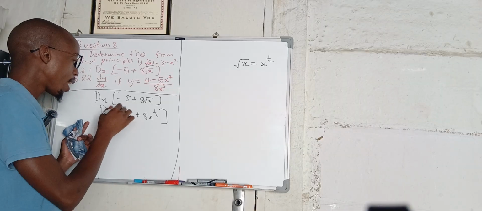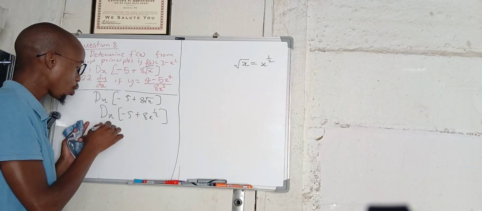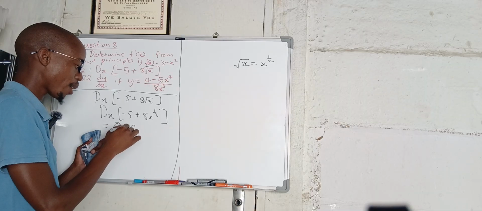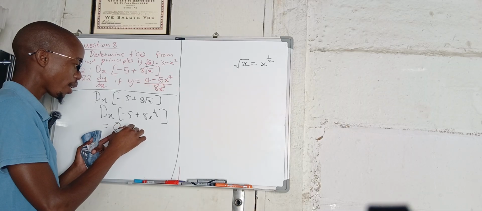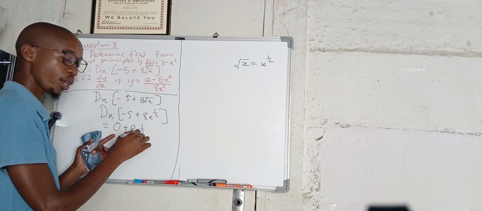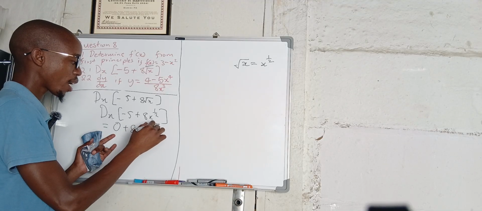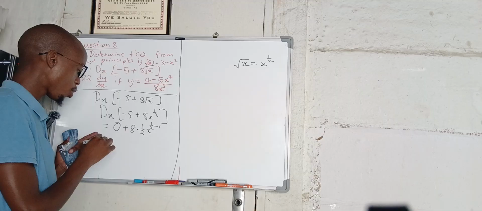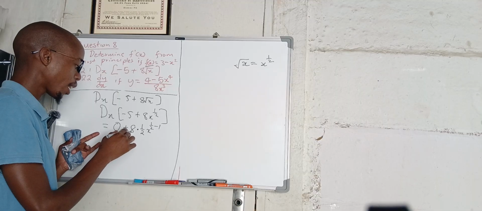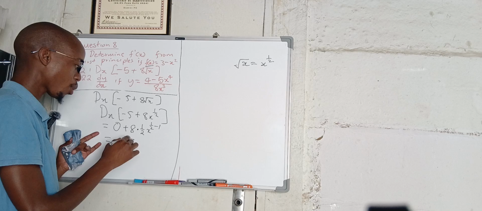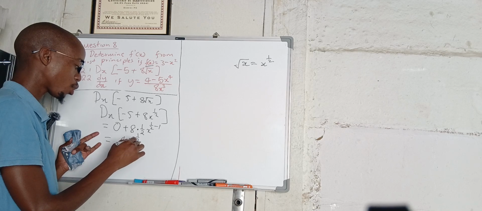My answer will be: the derivative of a constant is going to give me 0. And then I have a plus here. I have my constant, and then I'm going to multiply it by the exponent, ending up having x to the power of 1 over 2 minus 1. The 0 is going to disappear. I'll be having 8 multiplied by half, which is going to give me 4, and then x to the power of negative 1 over 2.